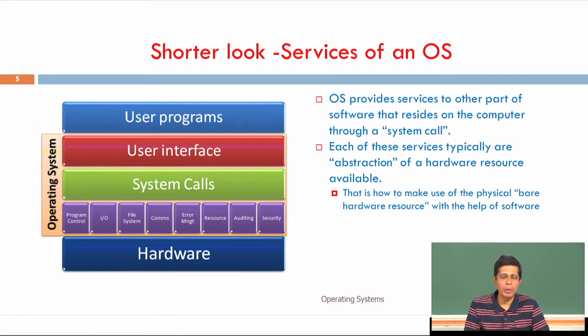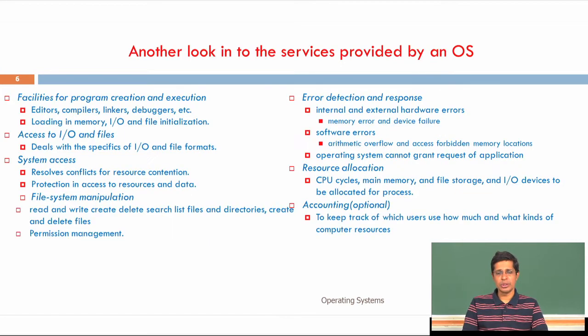Namely, I want to control a program, I use a system call to control the program. For example, in Unix, fork is a very, very interesting program control mechanism which is basically a system call. So to sum up, the operating system provides facility for program creation and execution, it gives you access to IO and files, it provides system access, it also provides a lot of resilience in terms of error detection and response, it is responsible for allocating resources that a process or program in execution wants.